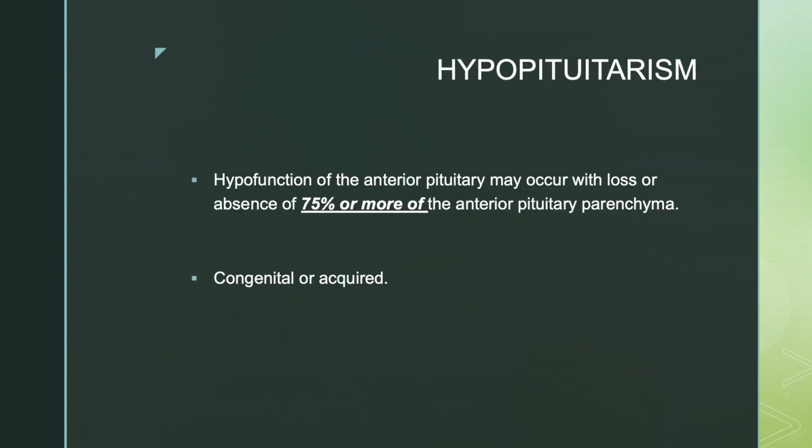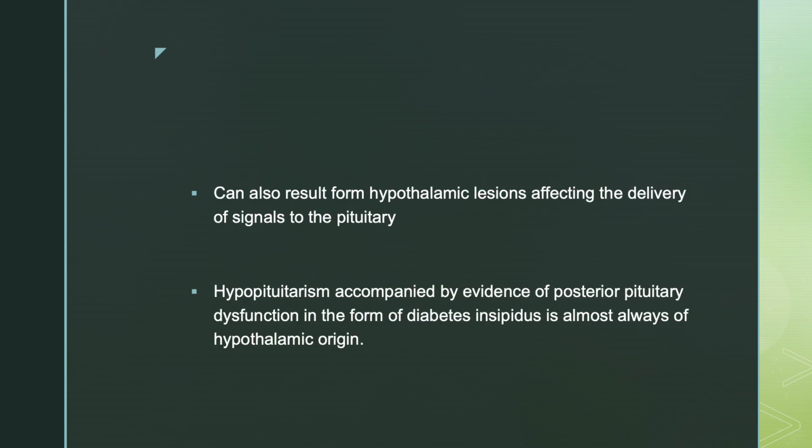Hypopituitarism reflects the decrease in the function of the pituitary. This occurs when there is a loss of 75% or more of the pituitary cells for hypopituitarism to manifest. These causes could be acquired or congenital. They can also result from hypothalamic lesions affecting the delivery of signals from the hypothalamus to the pituitary gland.